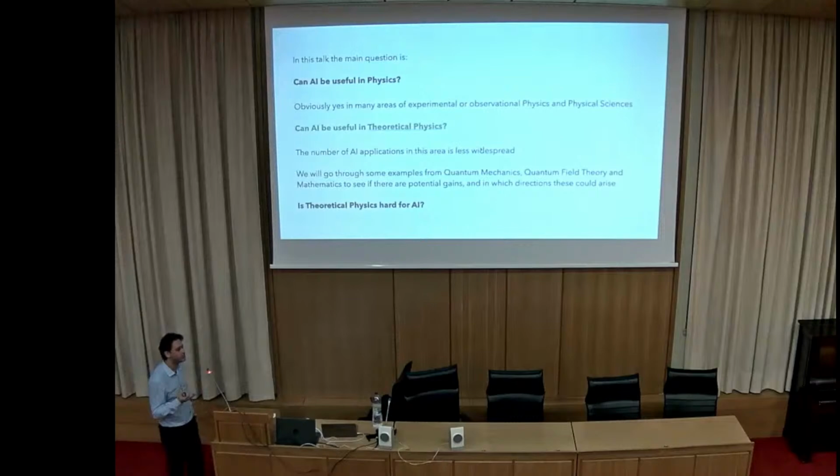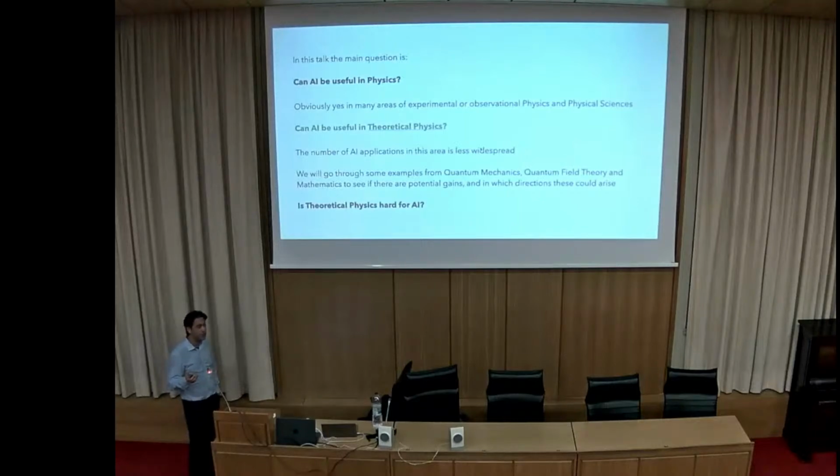Good. So in this talk, again, I don't want to approach the subject from the point of view of computer science. Really, what I'm interested in is how I can use all these new methods to say something new or make some progress in problems that I care about in theoretical physics. Now, we can ask more generally, can AI be useful in physics in general? The answer is immediately obvious, yes. There are many areas of experimental or observational physics, and more generally physical sciences, that are using AI methods or machine learning methods very actively already for many years now.